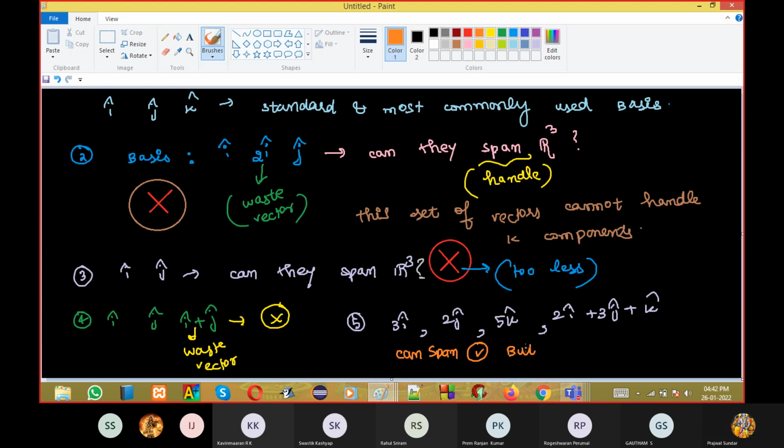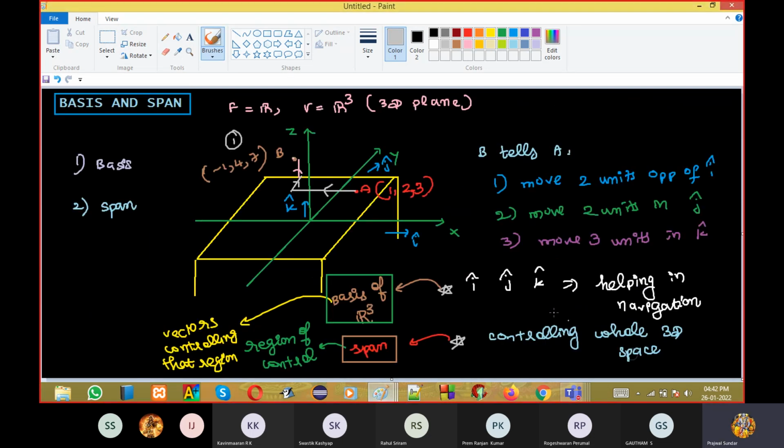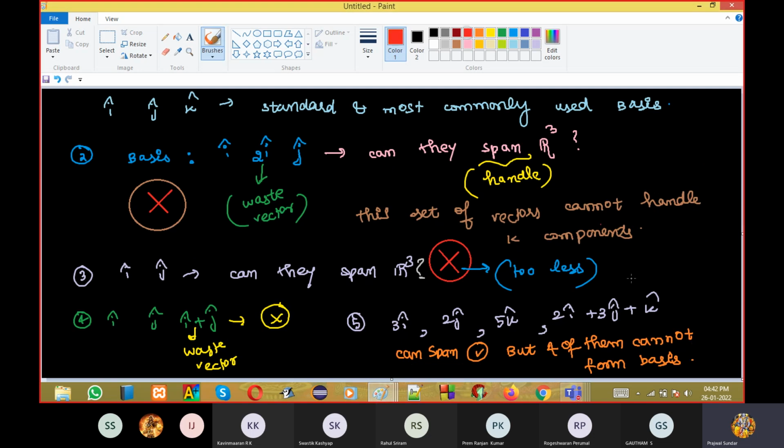but the 4 of them cannot form a basis. When you are saying basis, all the vectors should be useful. All these three are useful, correct? They can span, but you cannot say they form a basis because this one is waste. So the answer, if the question asks whether they can span: yes, they can span R cube. You should write R cube. But they cannot form a basis. If you take these three, they can form a basis. Clear?